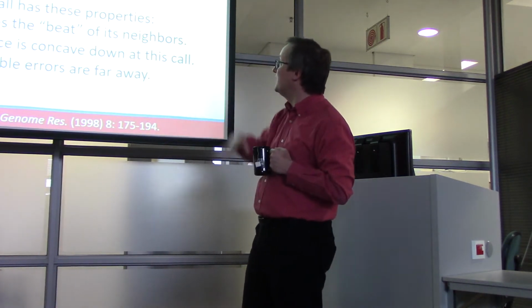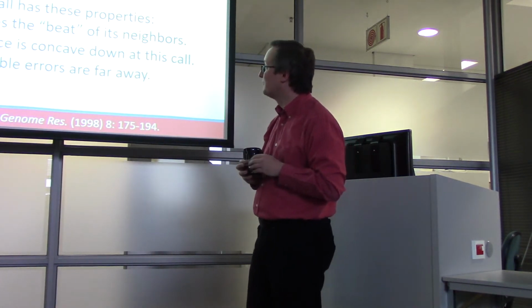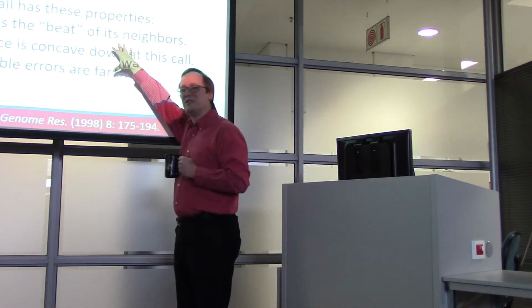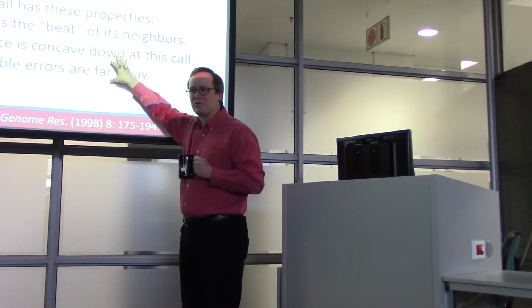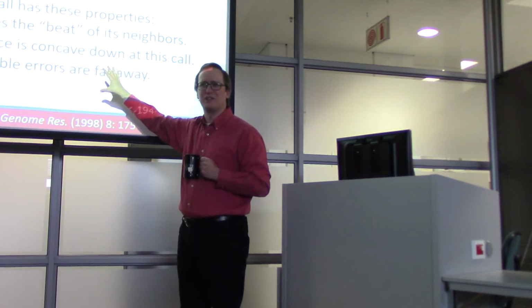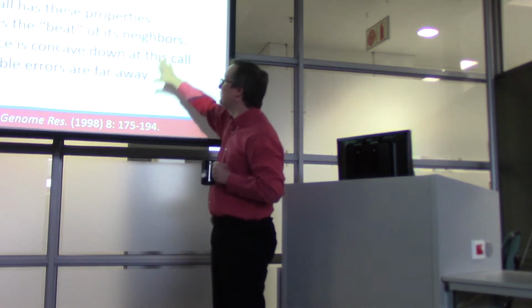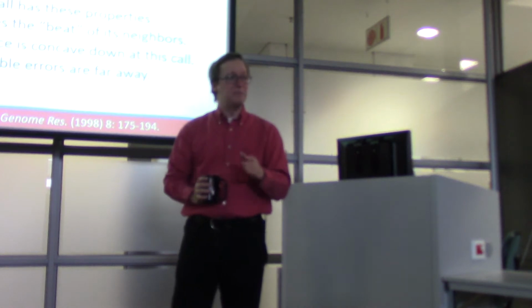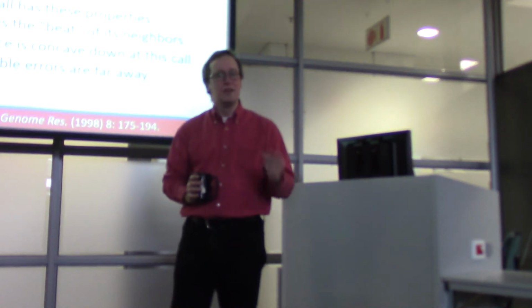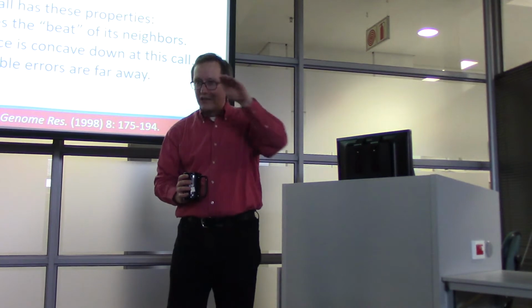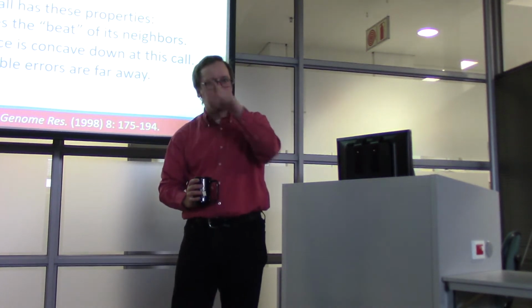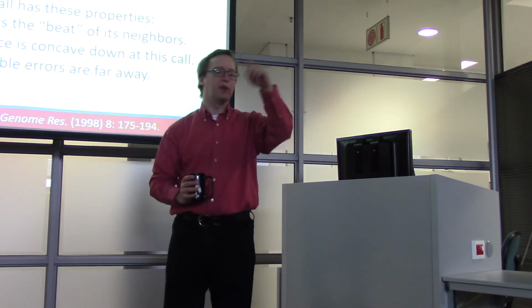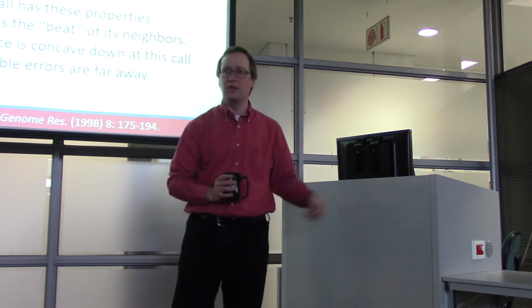So we want to associate each base call with a probability of error. Now, this is condensing 2 papers down to 3 very short bullet points, so I hope that this part will make sense. A peak must match the beat of its neighbors. So we have some regular spacing that we expect in these electropherograms. We've got a peak here, a peak here, a peak here, a peak here.